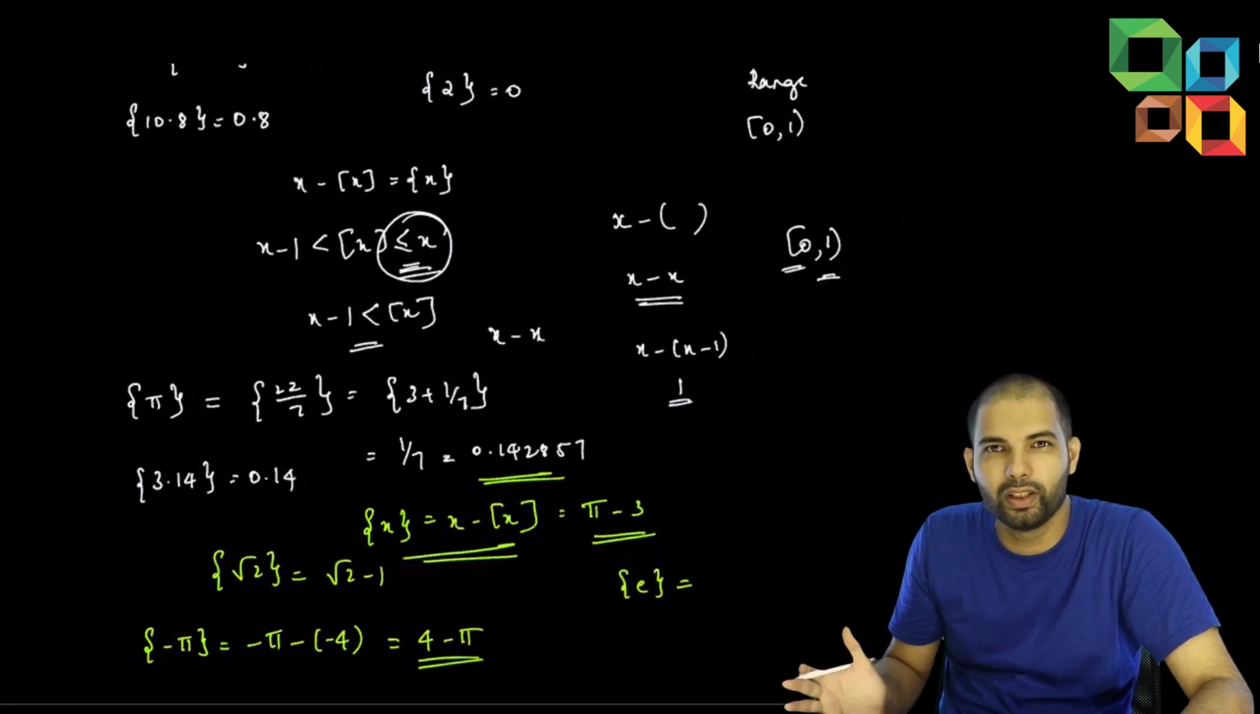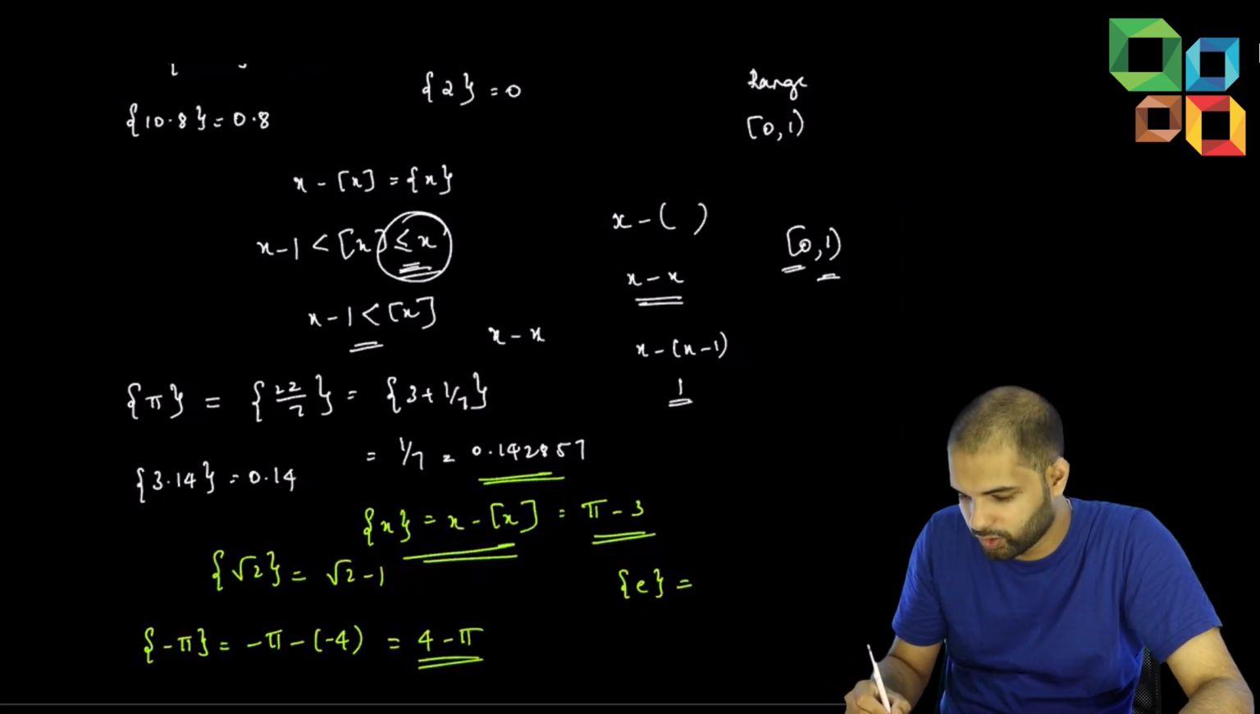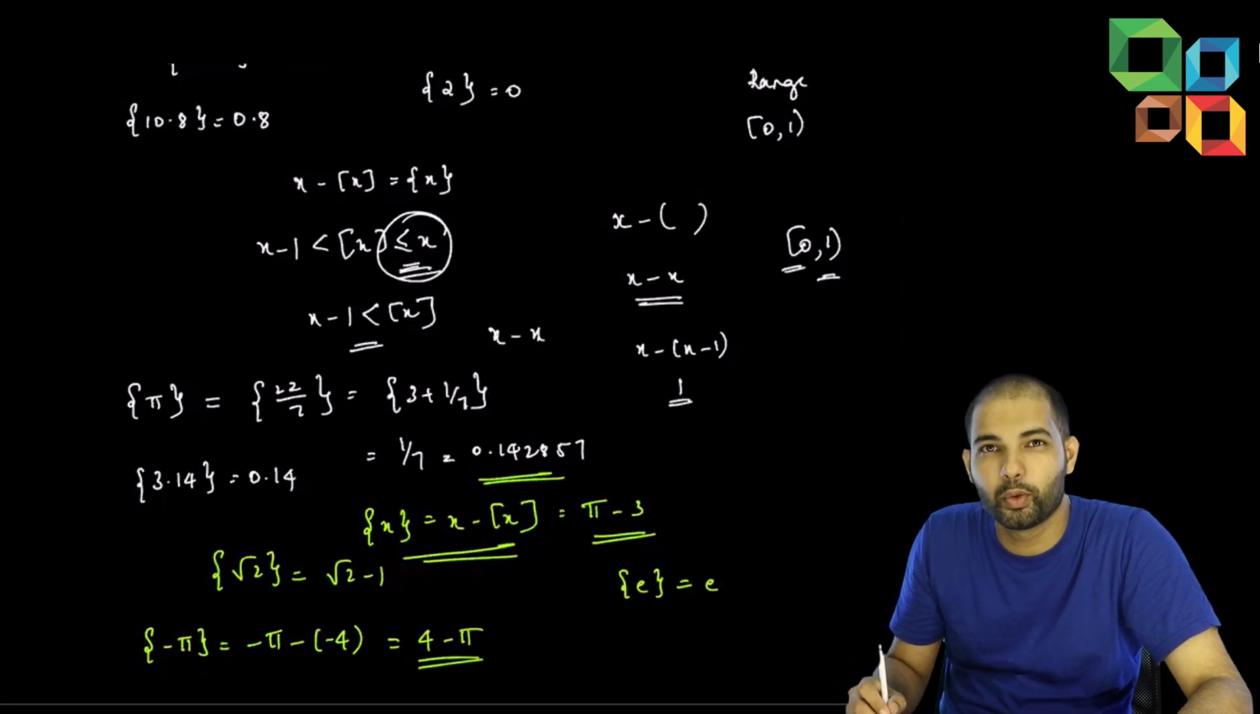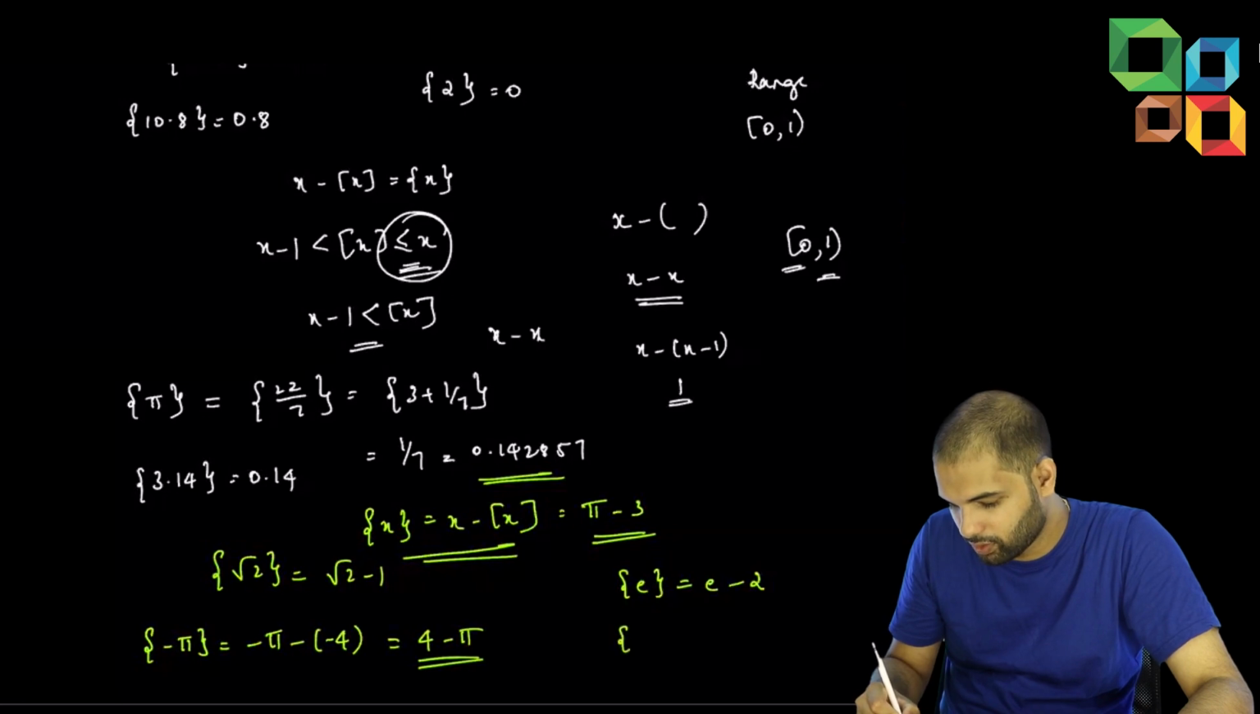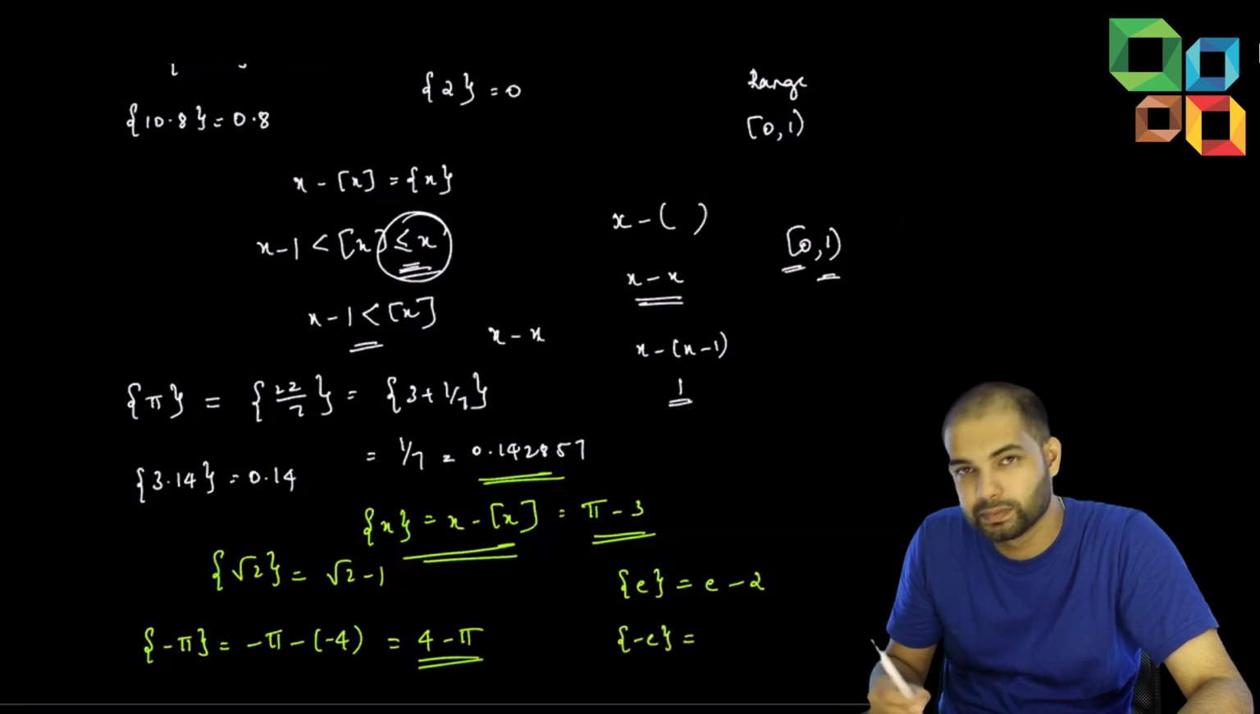We need not know the value of E. All we need to know is E is a number between 2 and 3, correct? That's all we know. That information is enough. E minus 2 is the answer. Is that fine? What about the fractional part of minus E?